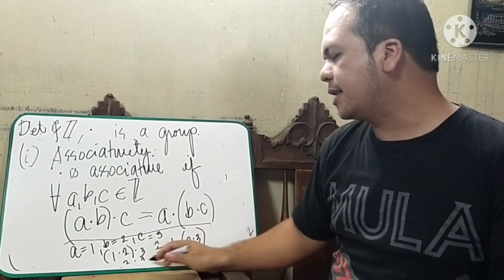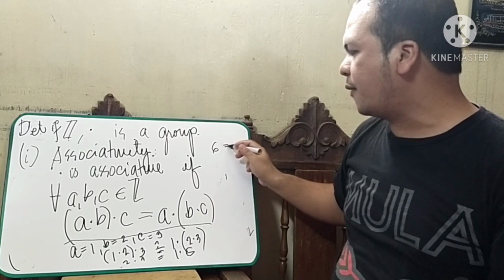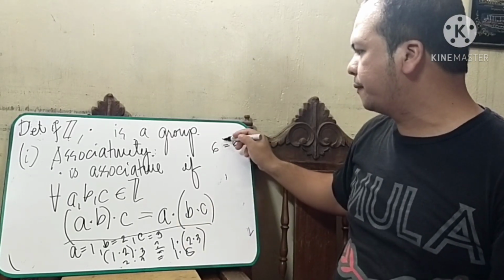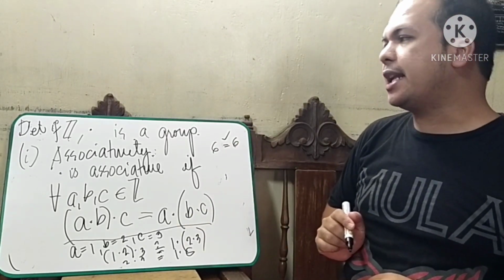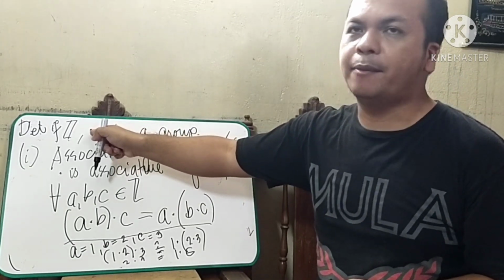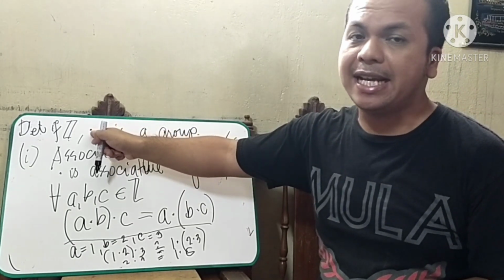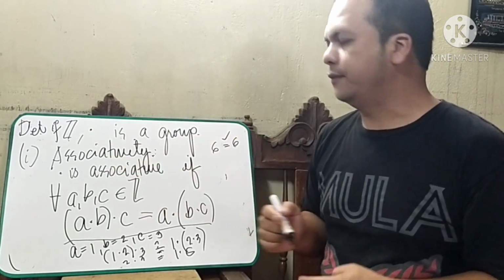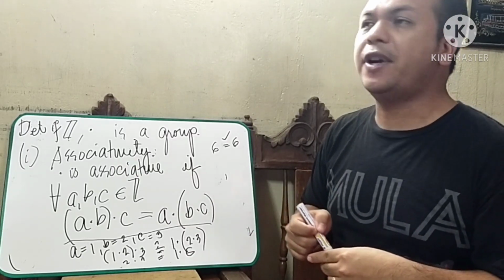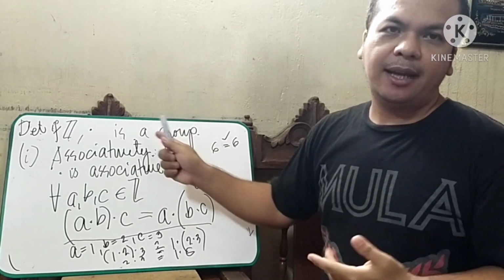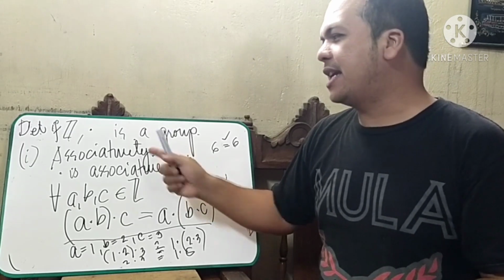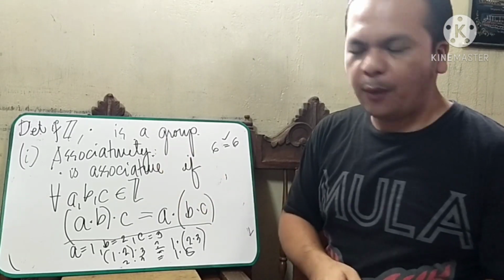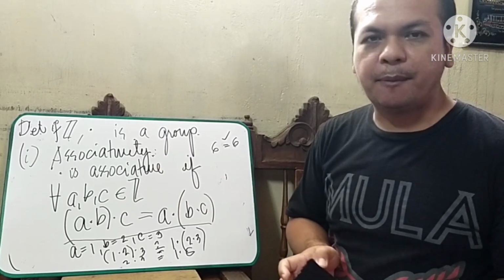So we know that 6 is equal to 6. So, meaning to say that this operation, binary operation multiplication, is associative. So, therefore, the first property is being satisfied. Now, let's proceed to the second property.